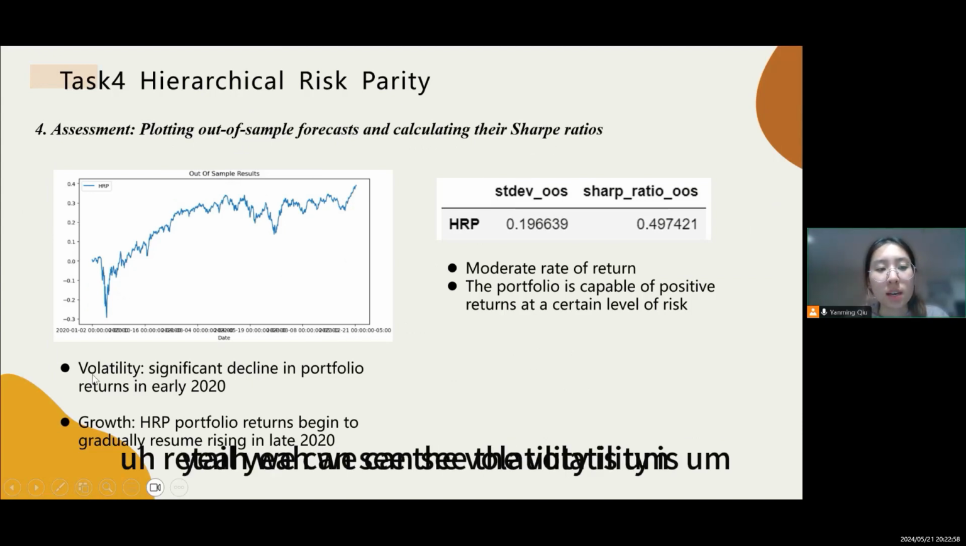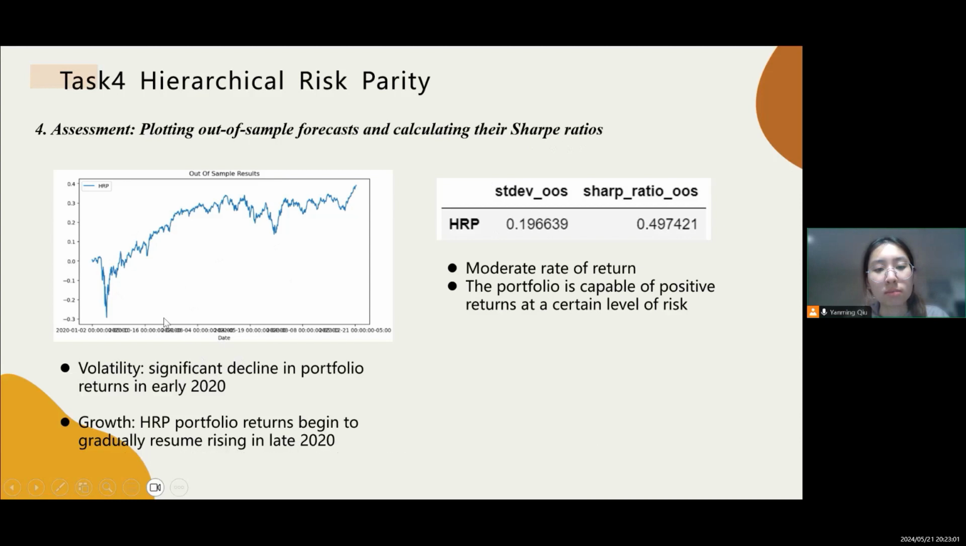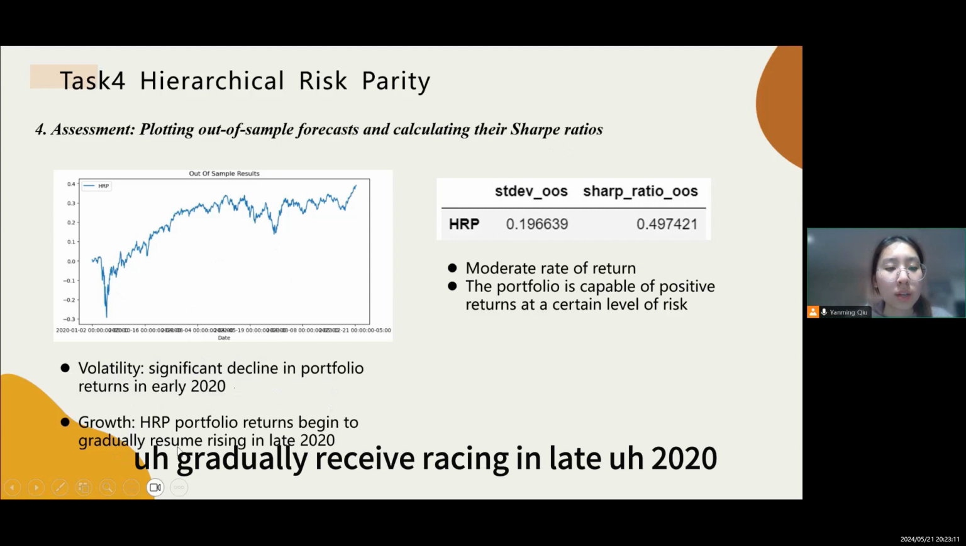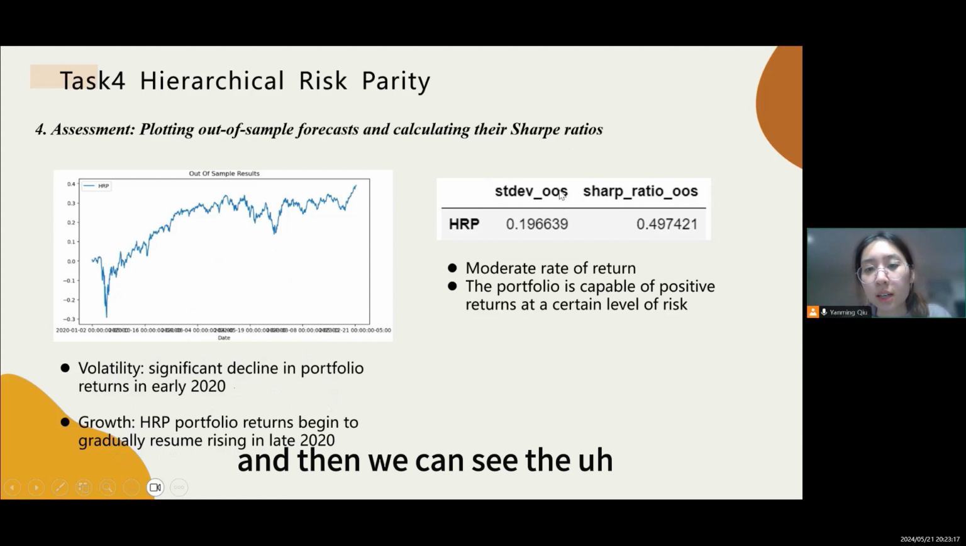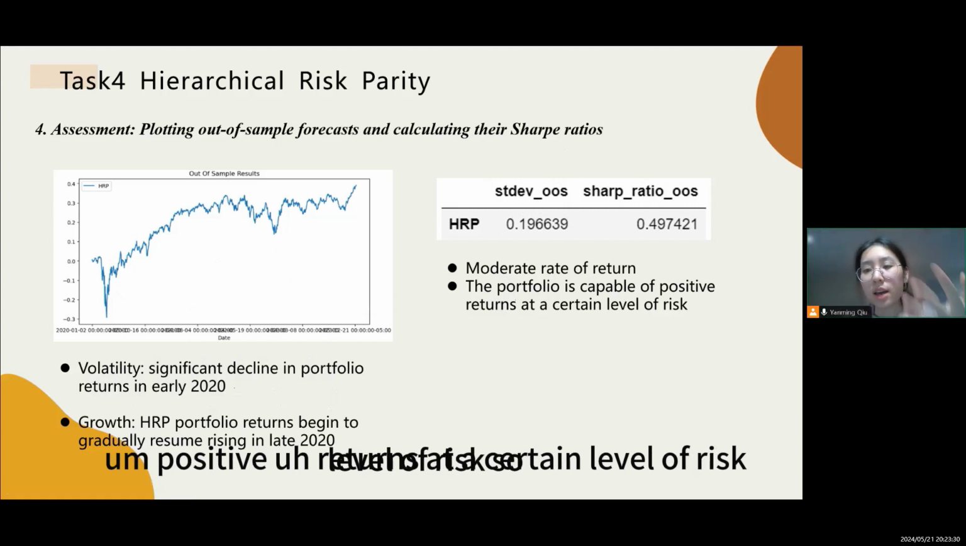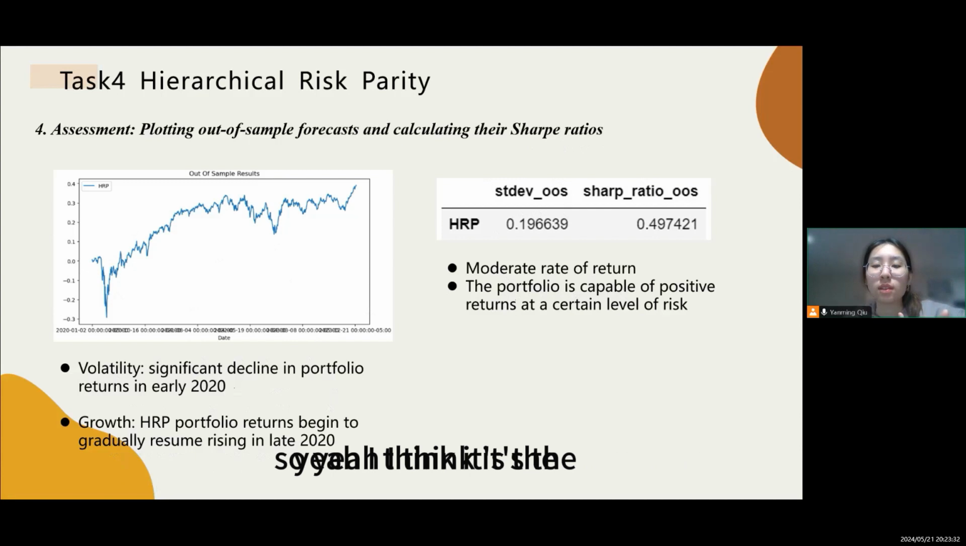We can see the volatility is a very significant decline in portfolio returns in early 2020. And the HRP portfolio's returns begin to gradually resume rising in late 2020. And then we can see these Sharpe ratios. We can see the portfolio is capable of positive returns at a certain level of risk. So I think it's a very good portfolio.